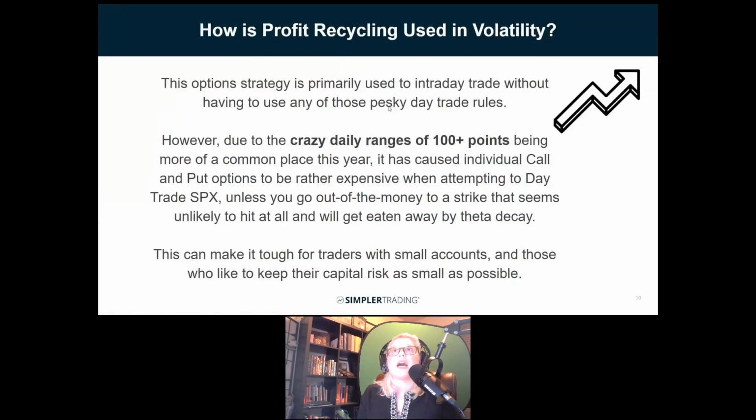So, this option strategy is primarily used to intraday trade without having to use any of those pesky day trades. For those of you who have an account under 25,000, you understand that we are limited to 3 day trades within a week's time frame. But profit recycling allows us to take advantage of these intraday moves without ever triggering the day trading rule.